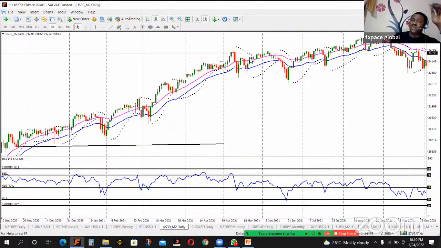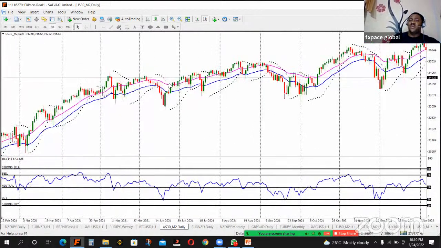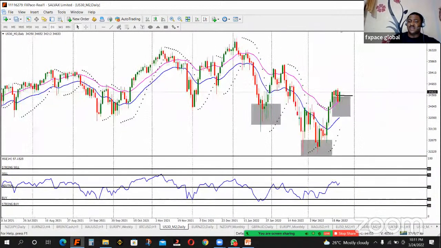Look at it break below. You would have exited the market at this point where it breaks here and waited for another opportunity for it to climb. Once it closes above, look at this now. This is an opportunity to buy this market because it is just on top of the moving average. It came back to the moving average, so it's an opportunity for you to buy. This market will scale up.